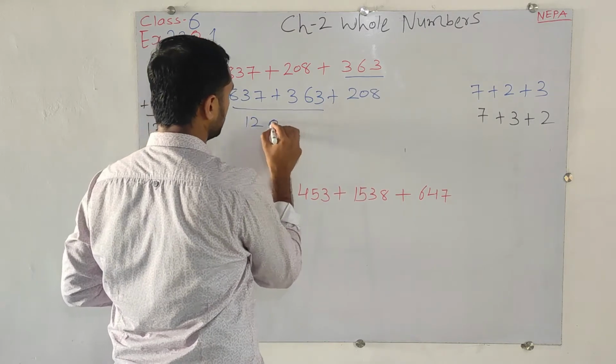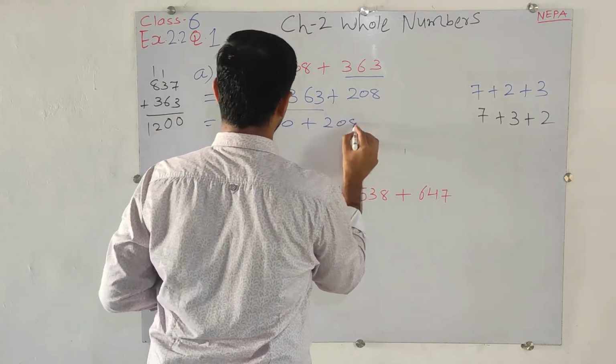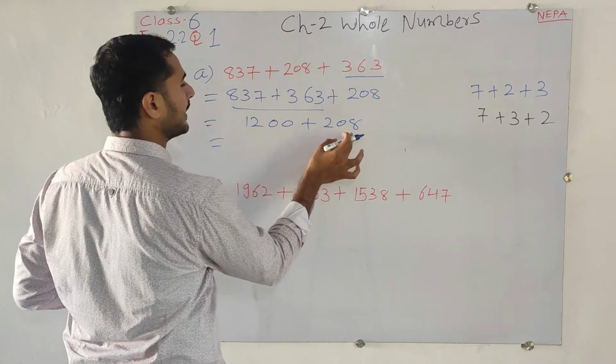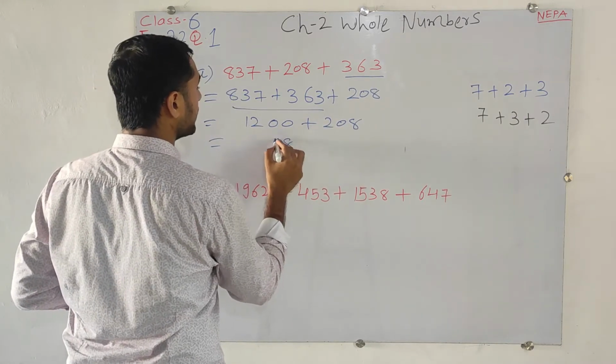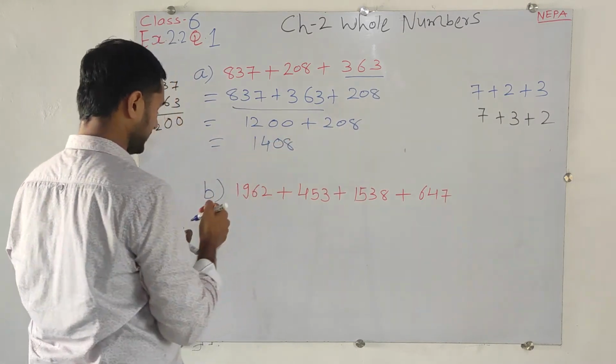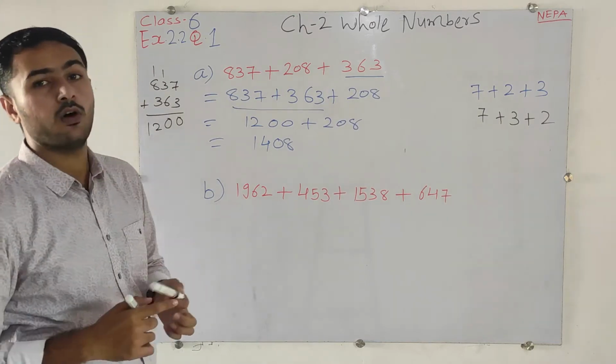So I can write 1200 plus 208. Okay, now it's really very easy to do the calculations. That is 8, 0, 2 and 2, 4 and 1. So the answer is 1408.